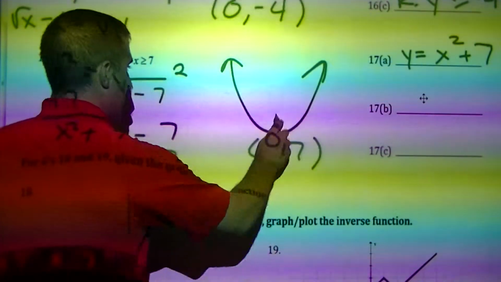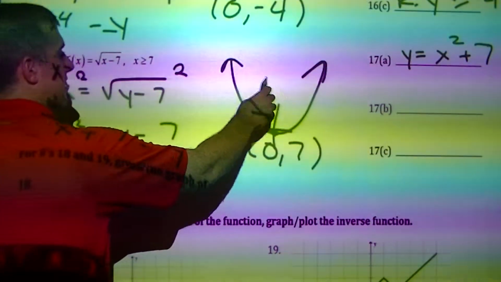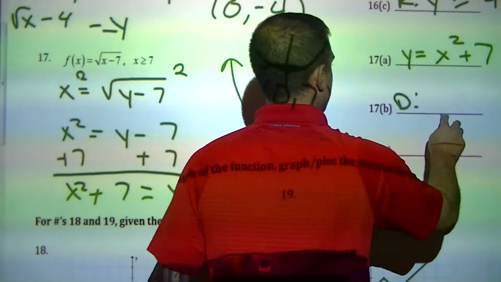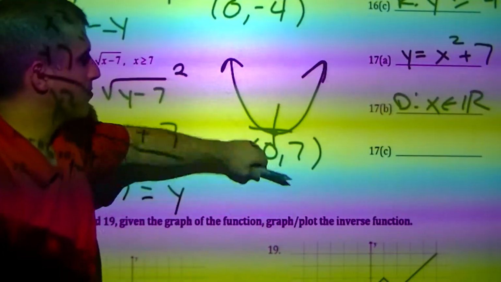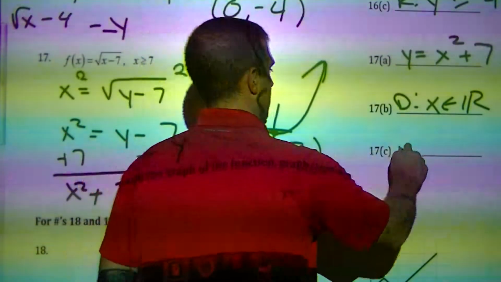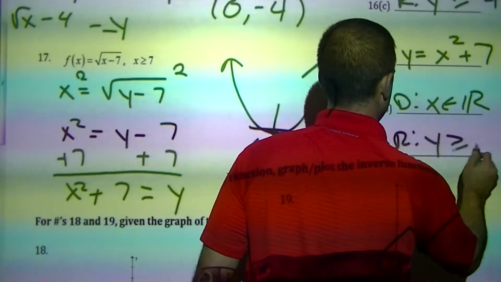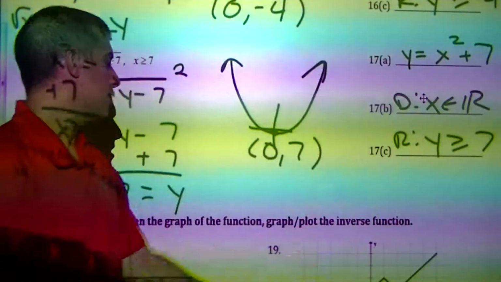Now if I do the domain, look to the right, I see it, look to the left, I see it, so my domain is going to be all real numbers. My range, I look above, I see it, I look below, I don't, so it's all above, so it's going to be y greater or equal to 7, y coordinate, okay?